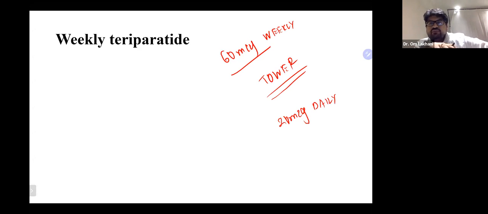What they found was it was equally effective. In fact, the reduction of new vertebral fractures was greater. The new onset of vertebral fracture was actually so much less with the 60 microgram weekly dose. So the weekly dose was actually more effective than the daily dose, which is very interesting.